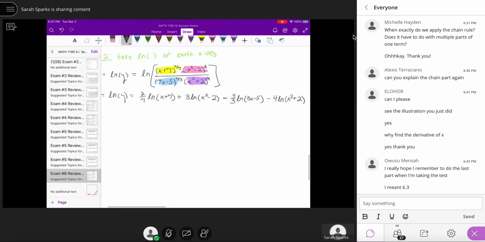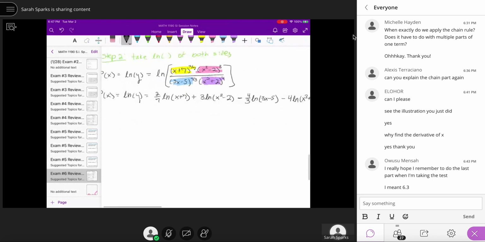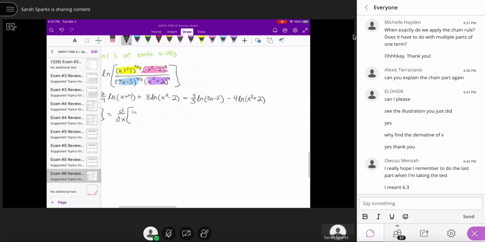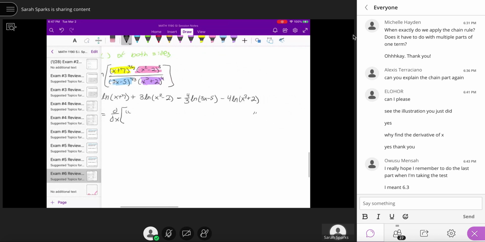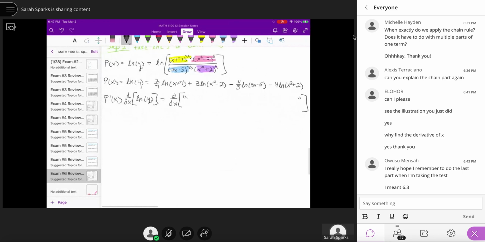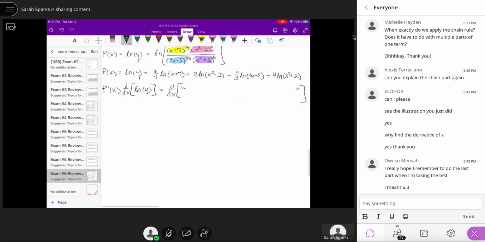Alright. And now we're going to take our derivatives. So we're going to wrap everything in d dx. And then I'm just going to write quotation marks for right now because it's just the exact same thing. So I'm about to take the derivative of it.